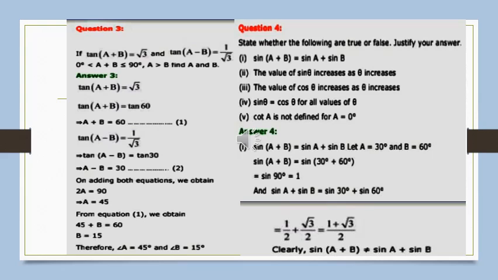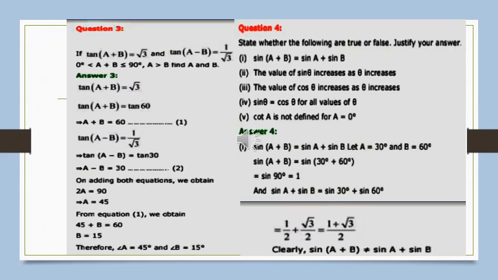Similarly, compare the ratio: tan of what angle equals 1 upon root 3? You will find tan 30 equals 1 upon root 3. Means A − B is equal to 30. So now consider these two equations as simultaneous equations in two variables. We have seen linear equations in two variables. If you add them, you will get 2A equals 90 degrees, A equals 45, and therefore we will get B equal to 15. Therefore angle A is equal to 45 degrees and angle B is equal to 15 degrees.